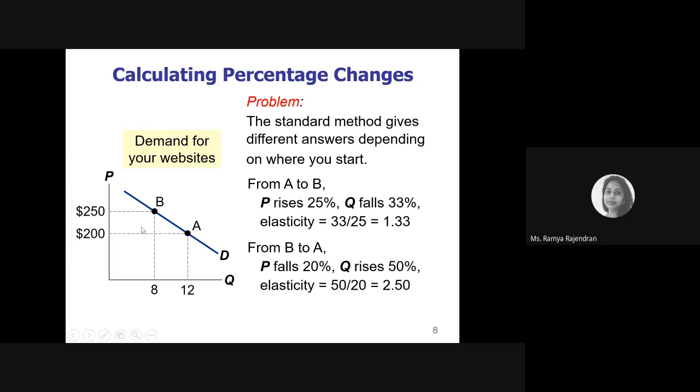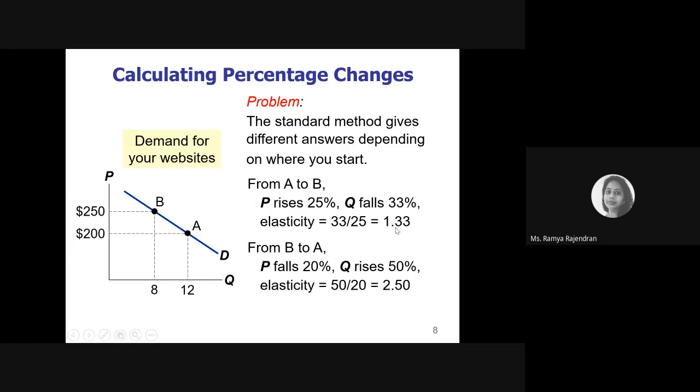Okay, so before going to the quantity demanded, if we are just trying to calculate the percentage change in price from A to B and from B to A, imagine you are currently in the position of A, and you're planning to increase the price to B, which is $250. Here the price is rising by 25%, which we just saw in the previous example, and the quantity falls by 33%. So 33 divided by 25 is equal to 1.33.